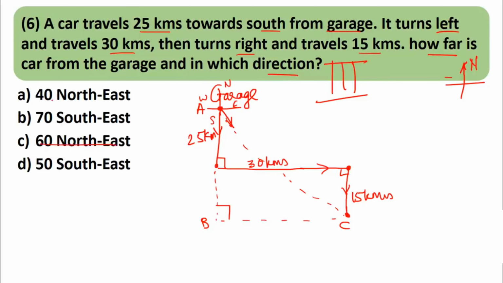So this is not the option, this is not the option, correct? So this and this is the answer. We have to choose one. Now 70 or 50, we have to see. This is southeast direction. Now the car is in southeast direction from the garage.